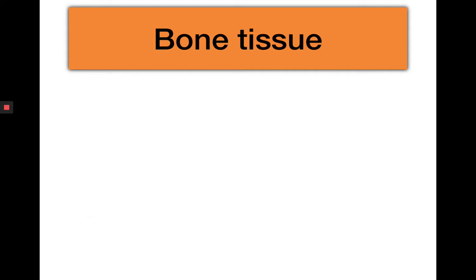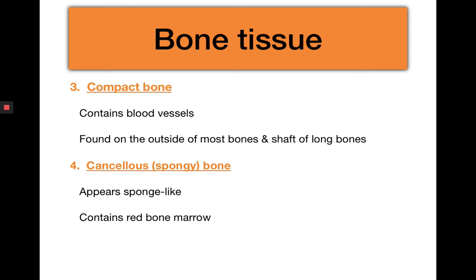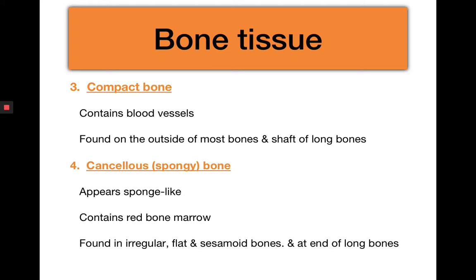3 was pointing to the compact bone, and this contains blood vessels, so the blood from the cavity in the shaft will penetrate this and get into the circulatory system, and we're going to find it in the shaft of long bones, but also the outermost edge or layer of all the other different types of bone. Cancellous then appears sponge-like, and this will contain our red bone marrow, and we find these in all bones and at the ends of long bones, probably with the exception of our short bones.